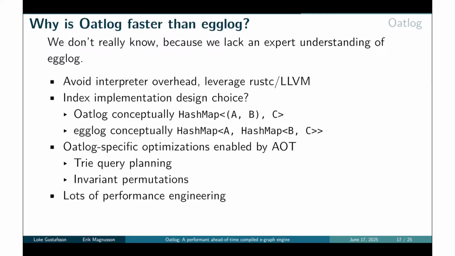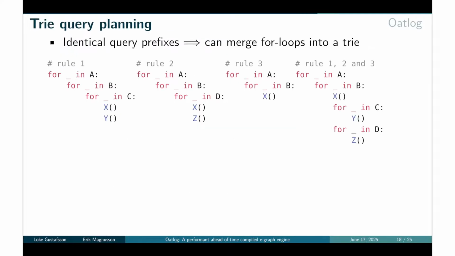Finally, we have spent a lot of time performance engineering Oatlog, which has led to a steady stream of incremental gains. The first of Oatlog's novel optimizations is try-query planning. This is based on the observation that theories with many rules often have overlapping query prefixes, motivating merging the for loops into a try. This transformation is performed at the same time as worst-case optimal query planning, and it is an example of how one can exploit the knowledge of all rewrite rules before starting to execute any of them.